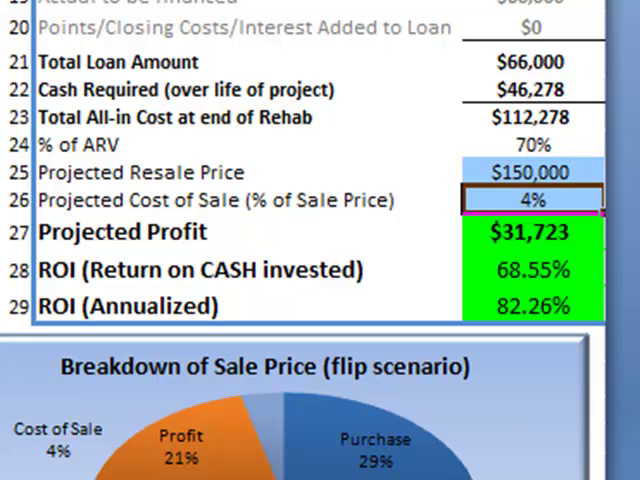And on top of that, because I knew I was going to put this thing on the MLS myself, I would only have to pay a 3% commission to the buyer's agent, and then I assumed another point for various closing costs. So my total cost of sale I projected to be 4% of the sales price. And as you can see here, assuming all of my calculations were correct, this was my projected profit. I would have made, on an annualized basis, 82% on my money. And we'll see if that actually turns out to be true when I sell the property. But this was my analysis.